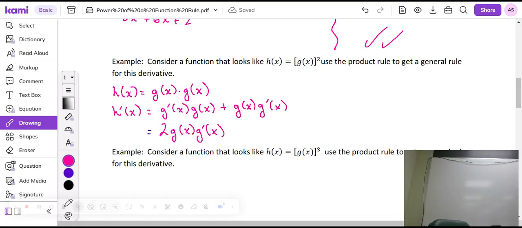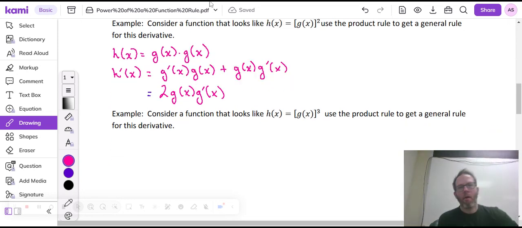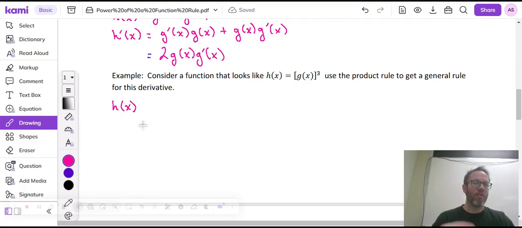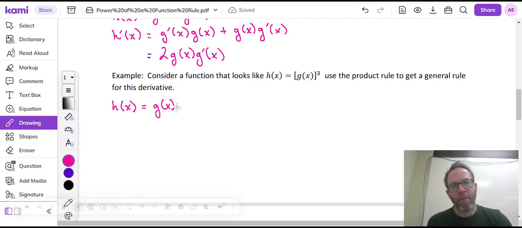Let's do it with g of x cubed, because we learned a product rule for the product of 3 functions. So let's apply that extended product rule, and let's see if we can generate a pattern based on what we get. This time our function h is a function to the power of 3. So I can write that function as g at x times itself 3 times.